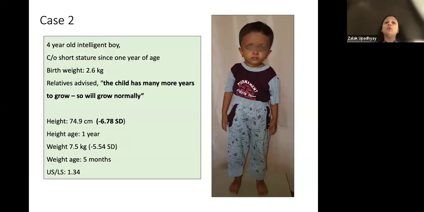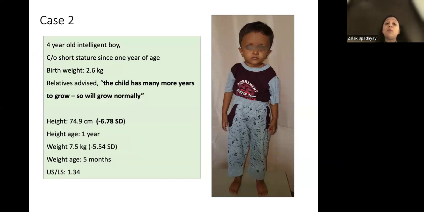Now this is another case. He is a 4-year-old intelligent boy. Parents have been complaining of short stature since 1 year of age. Birth weight was normal. Relatives advised as usual, the child has many more years to grow. He'll grow normally. So this is what happens. They come to us very late. He is 4 years old. Some children come to us at 10, 11, 12 years, after puberty.